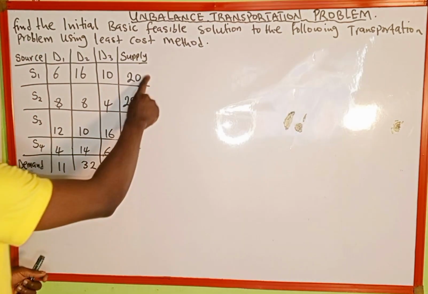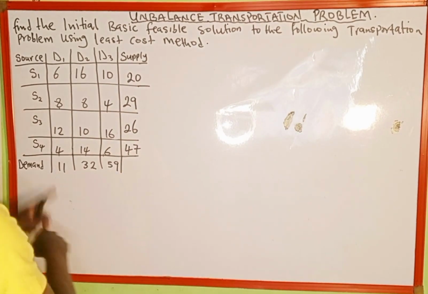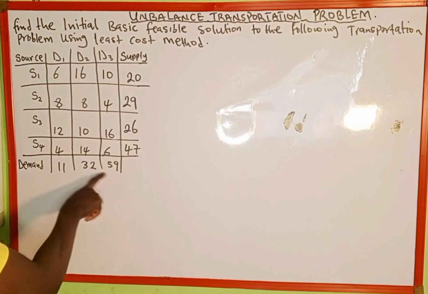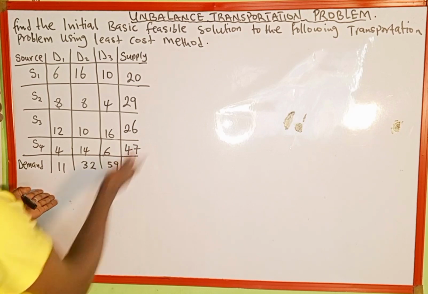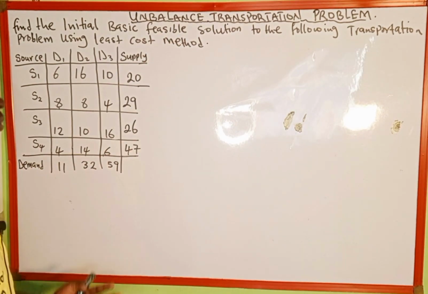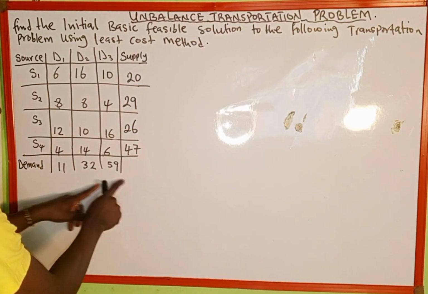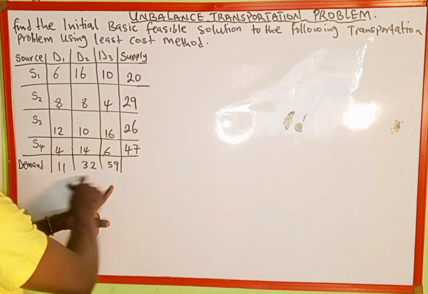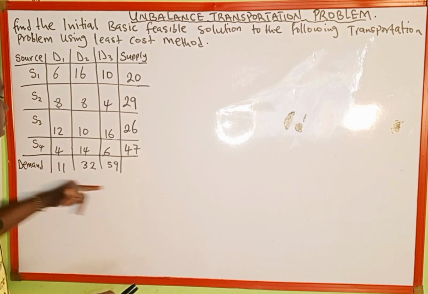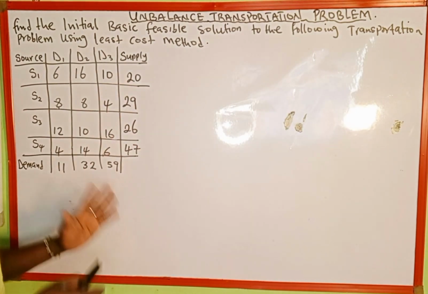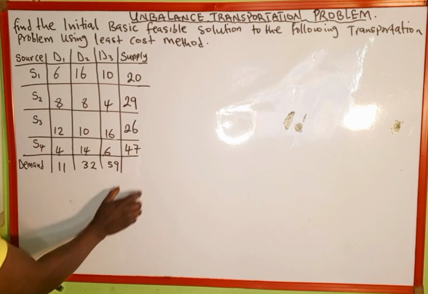If we sum the supply here, 20 plus 29 plus 26 plus 47 is going to give us 122. Then let's see demand. 11 plus 32 plus 59 is going to give us 102. So therefore, this is an unbalanced transportation problem. Now we're going to create a dummy column because the demand is not balanced. The sum of supply is 122. The sum of demand is 102. What is their difference? The difference is 20. That means the demand needs 20 to be balanced. Now, to balance this, we are going to create another dummy column for demand.